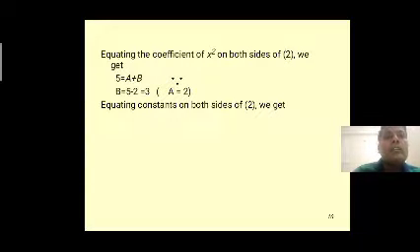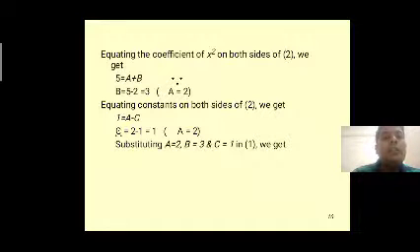Equating the constants on both sides of equation 2, we get 1 = A − C, and C = 2 − 1, that is also equal to 1. Already we know that A = 2.